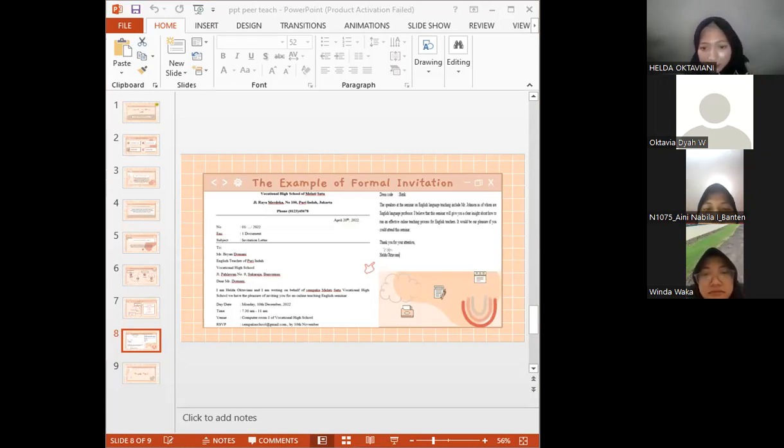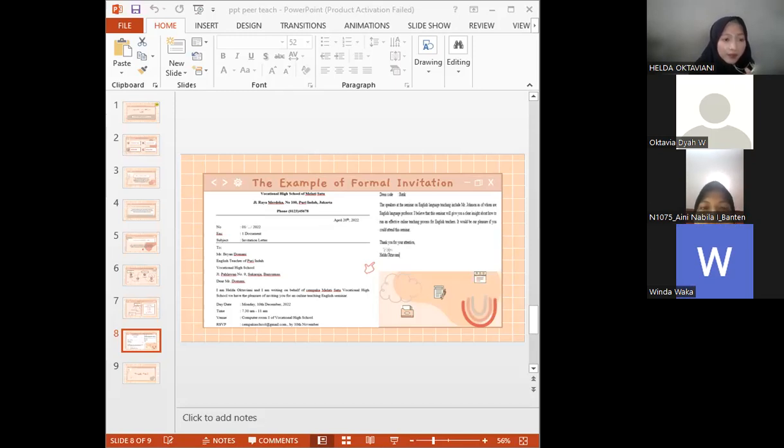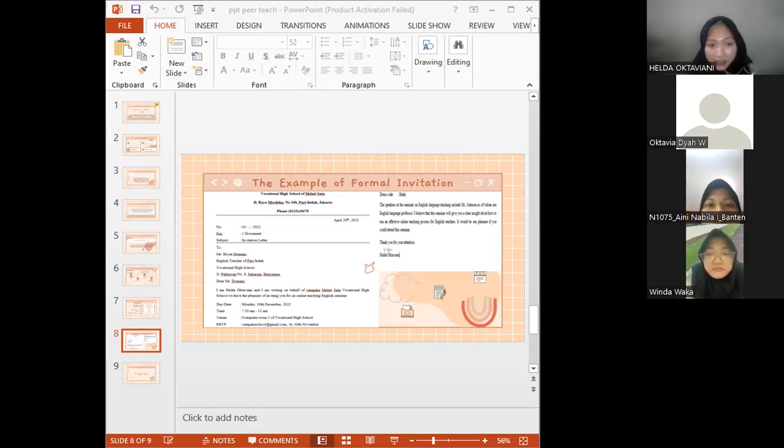And then "Encl." means the attachment. So I attach one document together with this letter. And the subject of the letter here is invitation letter. For the subject, you have to make it as simple as possible, not too long, but not too short, but precise.